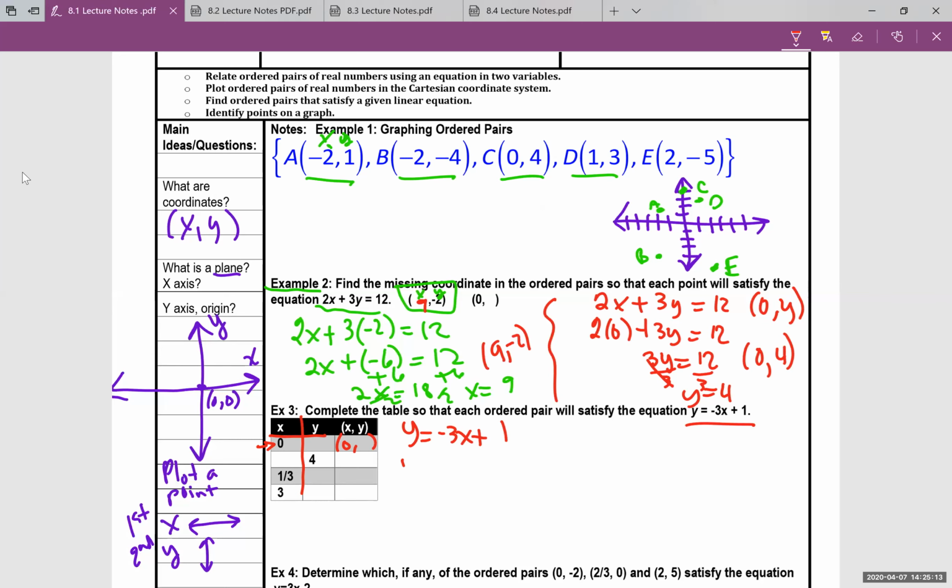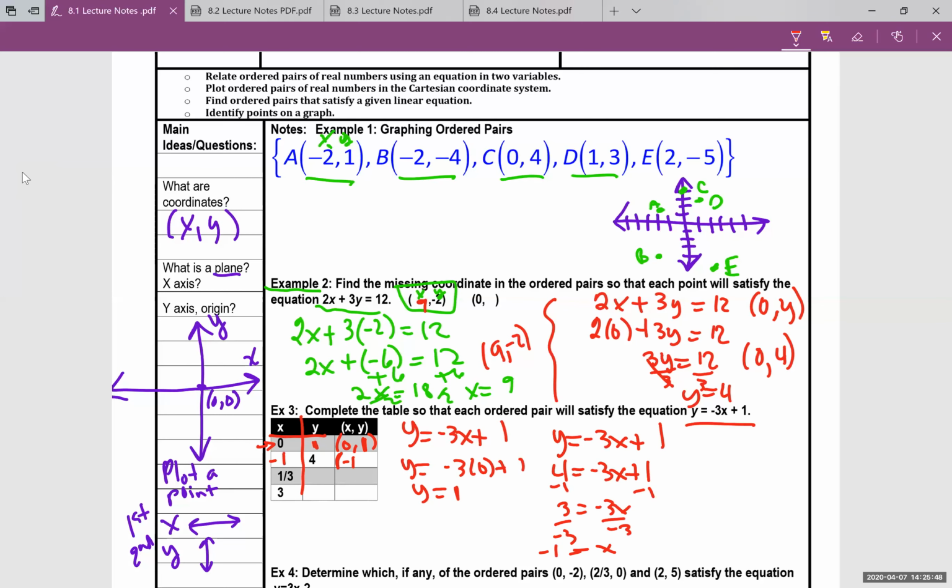For the first one, they gave us X would be 0. And so when X is 0, Y is 1. So in that case, the XY coordinate would be (0, 1). The next one, they gave us the Y value of 4. So 4 equals negative 3x plus 1. Minus 1, minus 1. 3 equals negative 3x. Divide by negative 3. X equals negative 1. So when Y is 4, X is negative 1, and the ordered pair is (negative 1, 4).